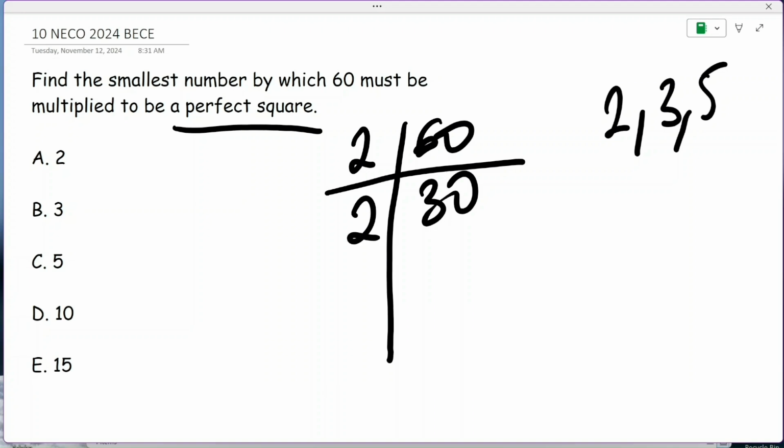So we have 2 in 30. 30 divided by 2 is 15. 2 can't go in 15 without a remainder. So we go to the next prime number, which is 3. 3 in 15 is 5, or 15 divided by 3 is 5.